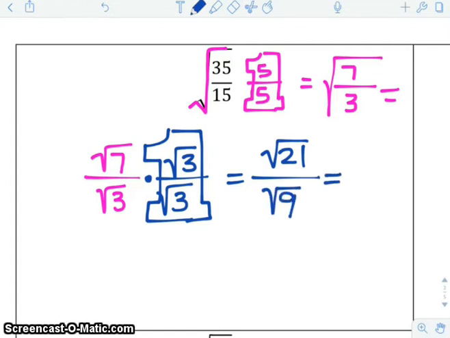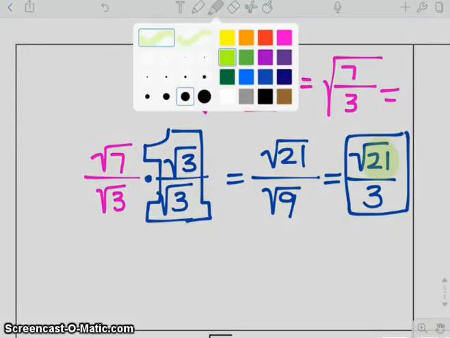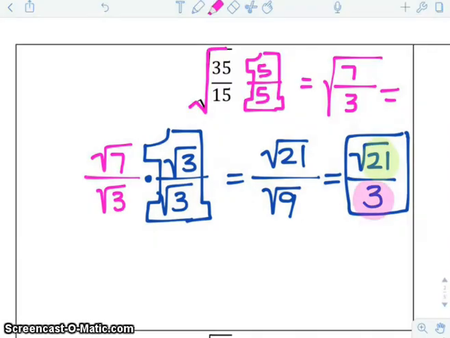I go to simplify here. Radical 21 is not going to break down, so I'm left with the square root of 21 on top. But the square root of 9 simplifies into 3, and that is my final answer. I cannot cancel a 3 in the denominator with a 21. I can't cancel the 7 out of there, or 3 out of there, because the 21 is actually a radicand, and the 3 is a coefficient. They're not the same pieces.